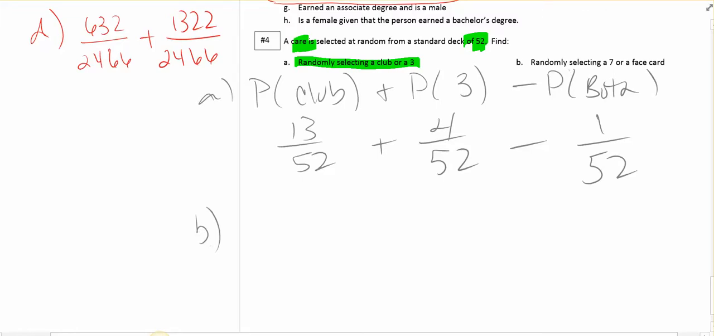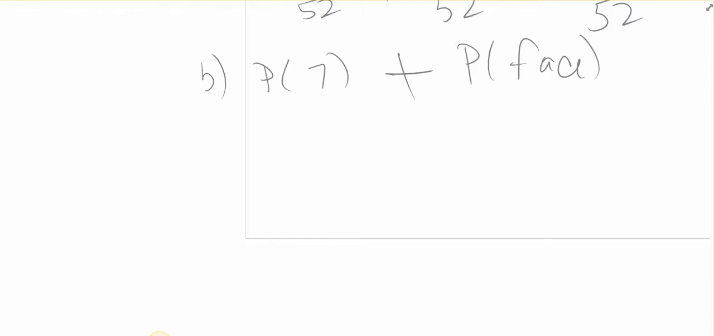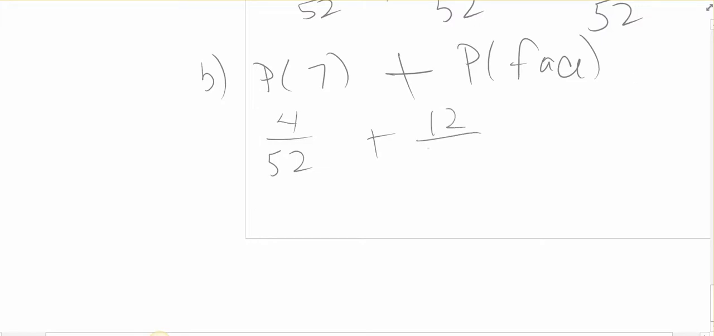Okay, randomly selecting a 7 or a face card. So what's the probability that I randomly select a 7 or, so that's addition, I randomly select a face card. So what's a face card? A card with a face on it. Jacks, queens, and kings. So a 7, there's 4 of those in a deck. Face card, jacks, queens, and kings. There's 4 sets, so that's 12. And then how many are both? Well, none. So ta-da, we're done with him.